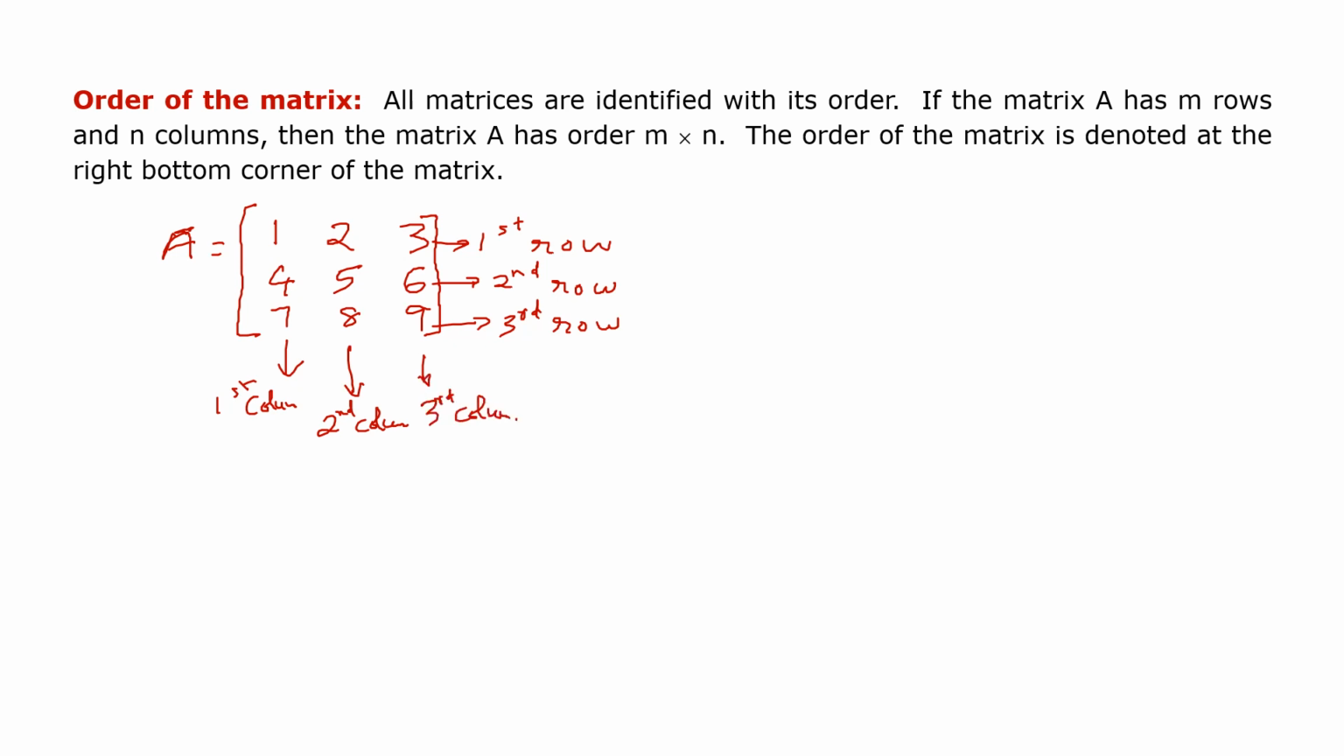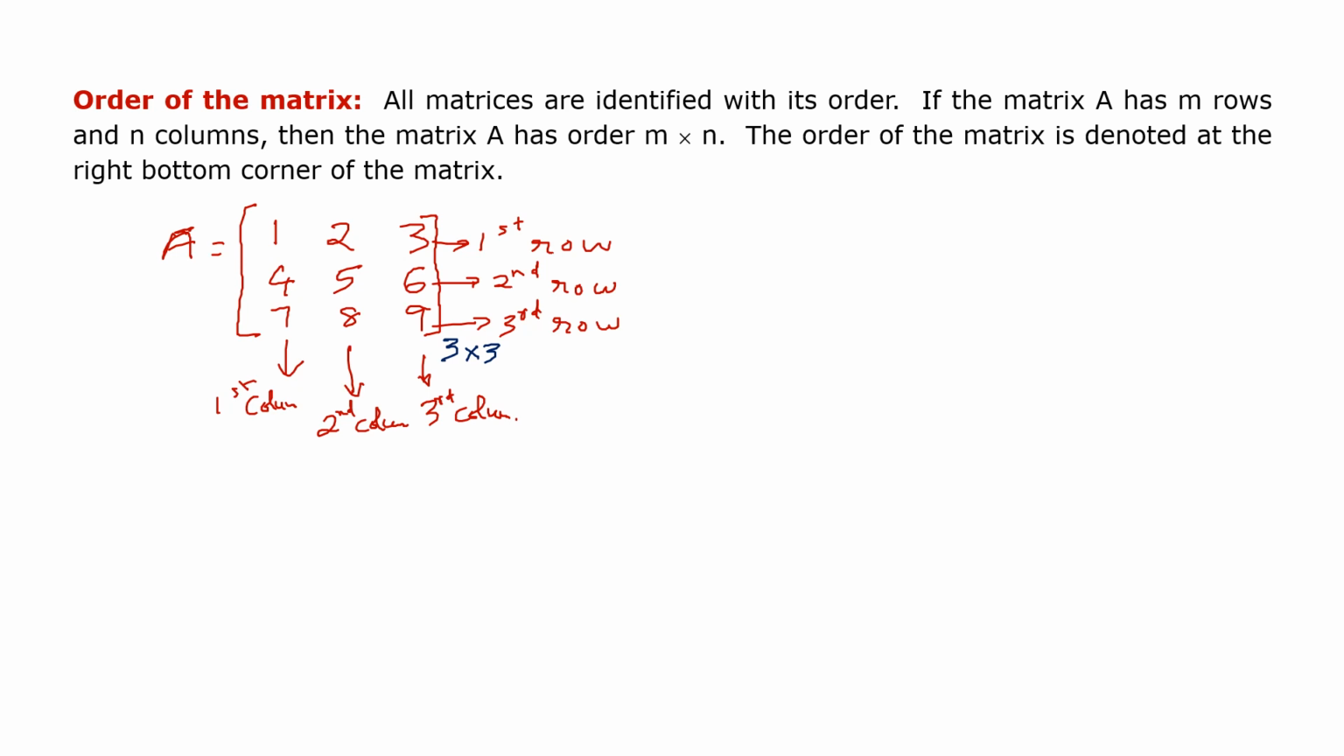Order of the matrix means that if a matrix has m number of rows and n number of columns, then the matrix has an order m into n, or m by n. This is how we read it. The order of the matrix is denoted at the right bottom corner of the matrix. In this example, there are 3 rows and 3 columns, so it has to be represented at this position only, and this is how we write it.